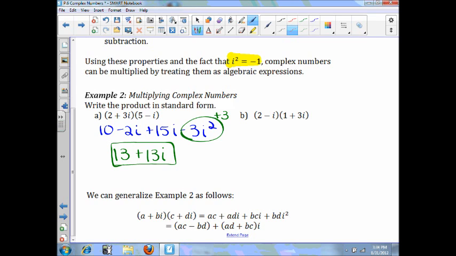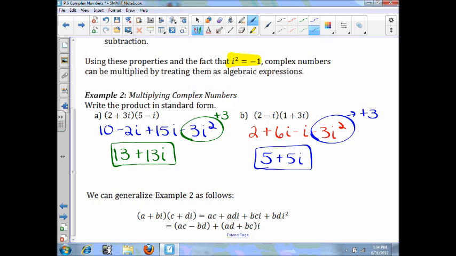Moving on to part B. 2 times 1 is 2. 2 times 3i is 6i. Negative i times 1 is a negative i. Negative i times 3i would be a negative 3i squared. Again, the negative 3i squared will go to a positive 3. 2 plus 3 is 5. 6i minus i would be 5i, and there you have it.